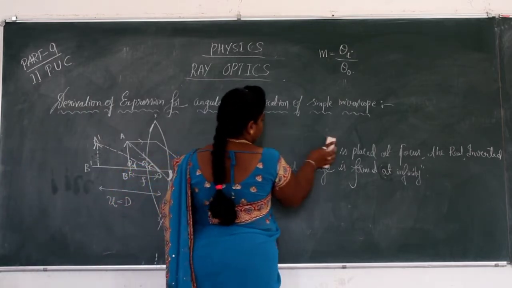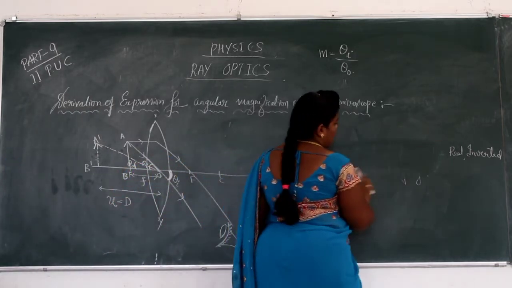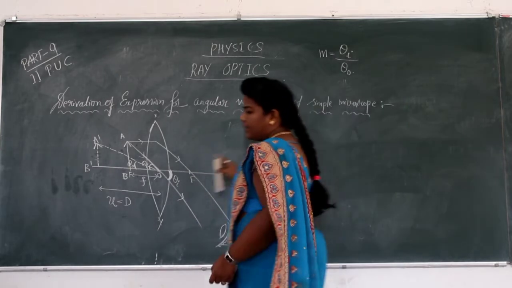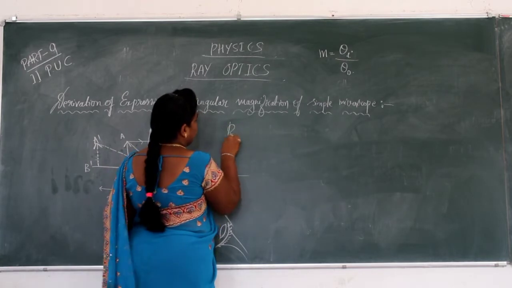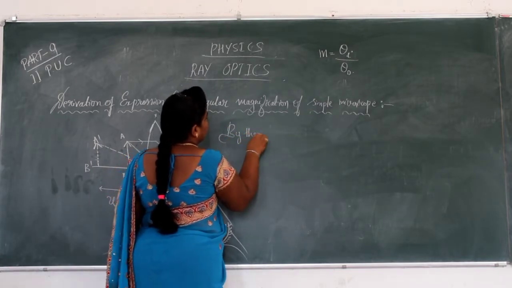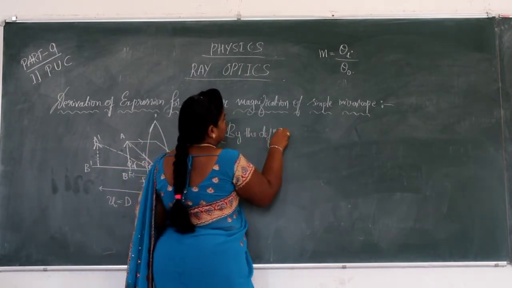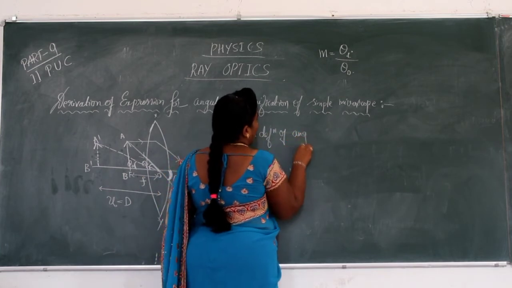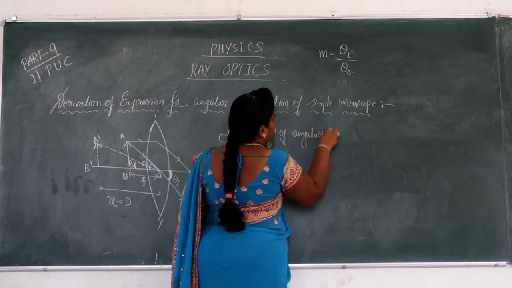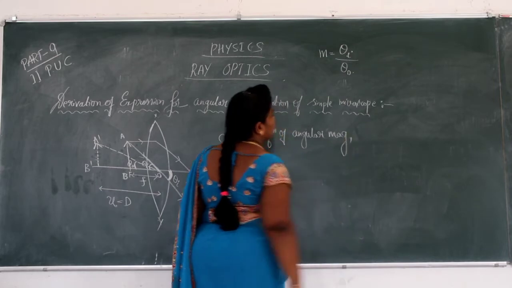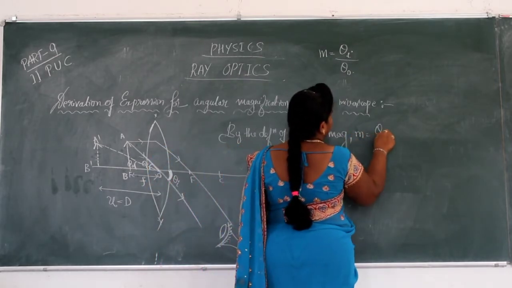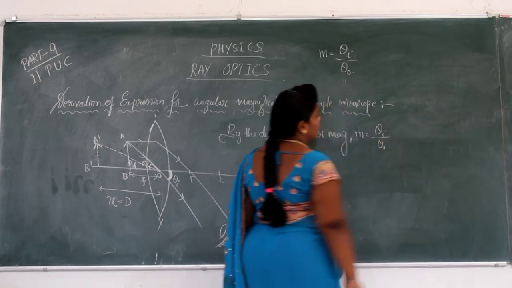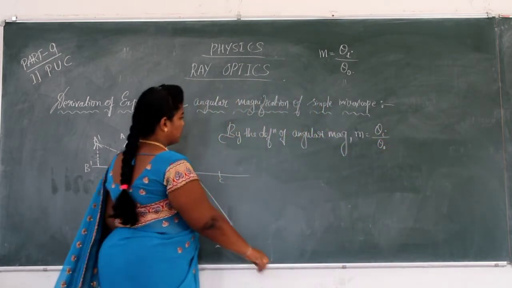So now let us move to the derivation of the expression for angular magnification. Then by the definition of angular magnification, how to write M? M can be written as theta I by theta naught.